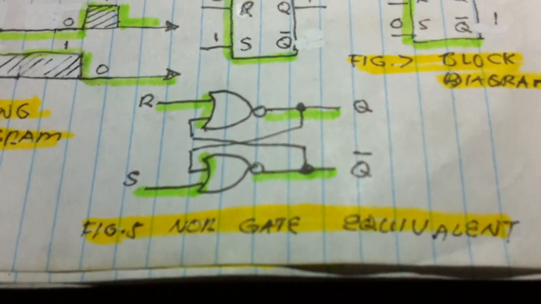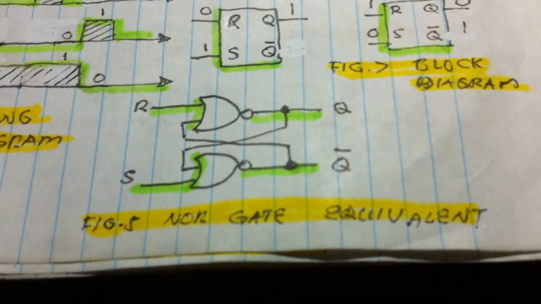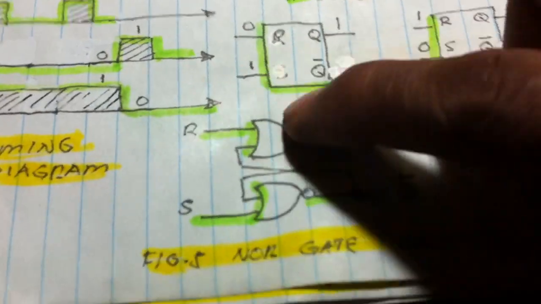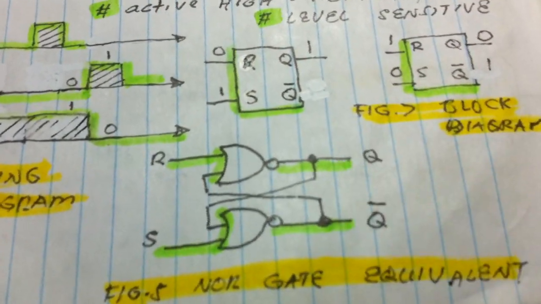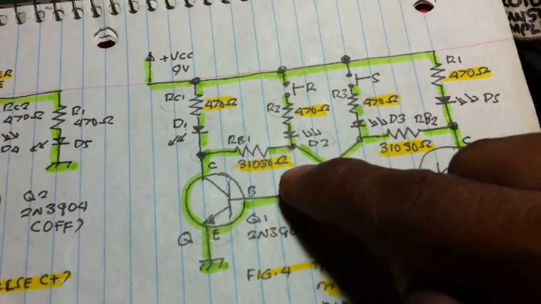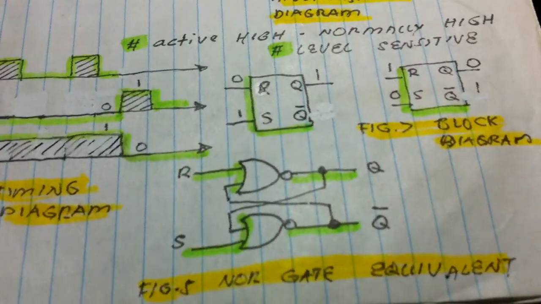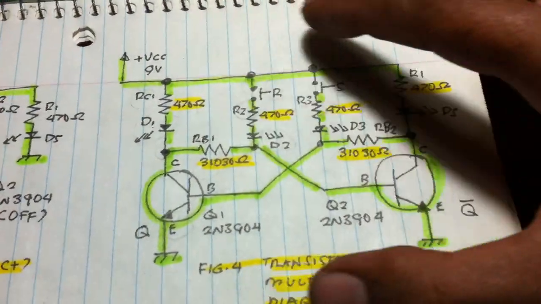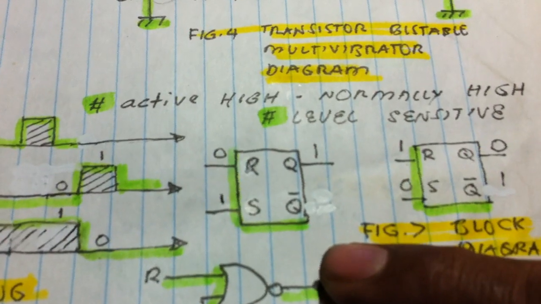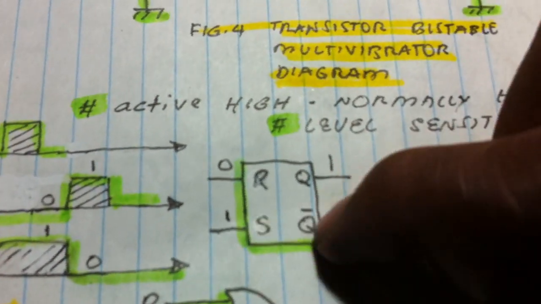And this has an equivalent circuit here, RS, NOR gate, Q and Q complement, or Q bar or Q not. Did you see here, the input is coupled to the output, just like this one. The input is coupled to the output of the other transistor. So the equivalent logic gate is this, a NOR gate, and this is the block diagram. Oh, I forgot this one, should be 0 here. This is the block diagram of the RS latch, should be 0 here.